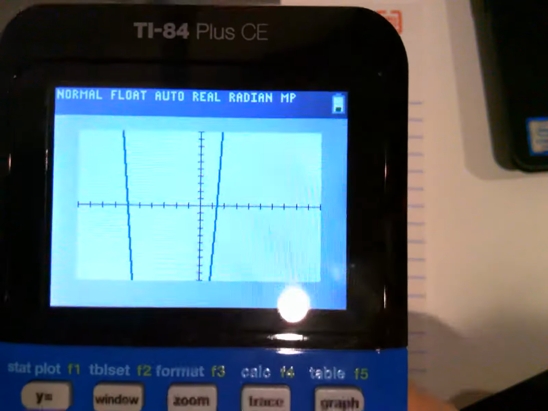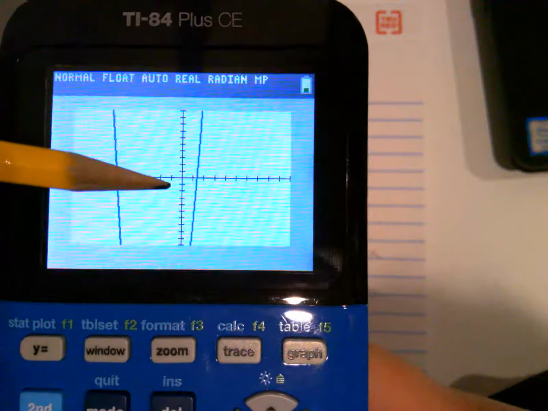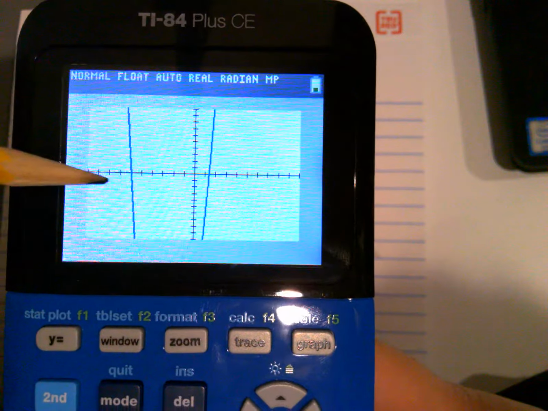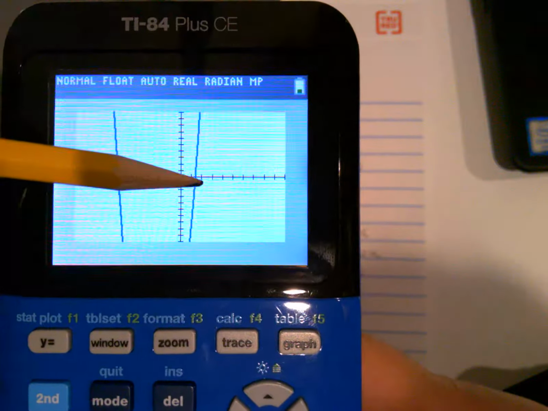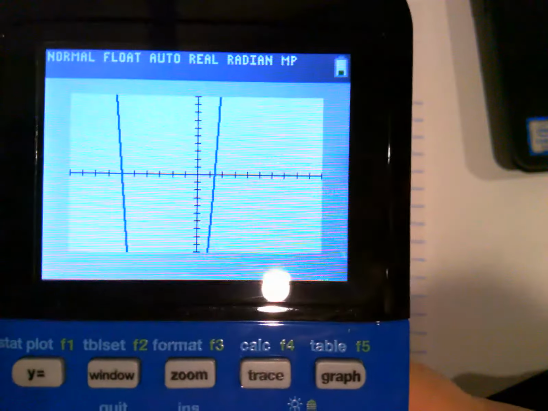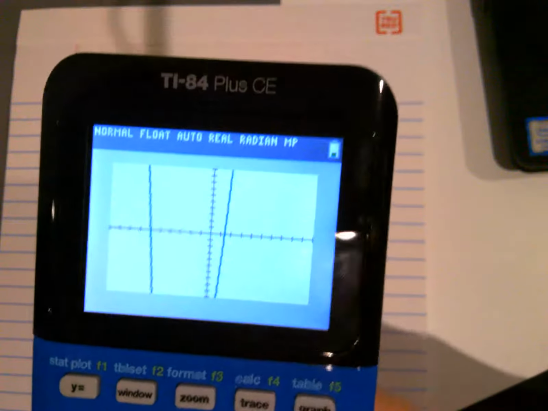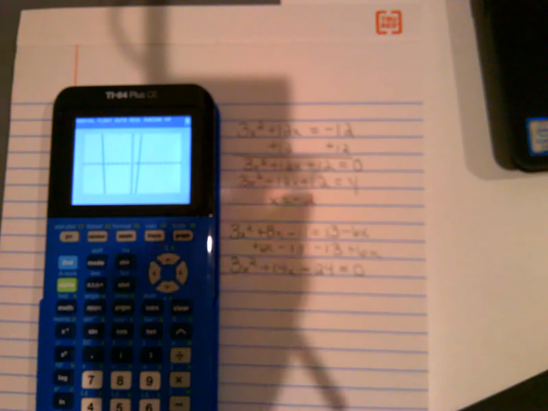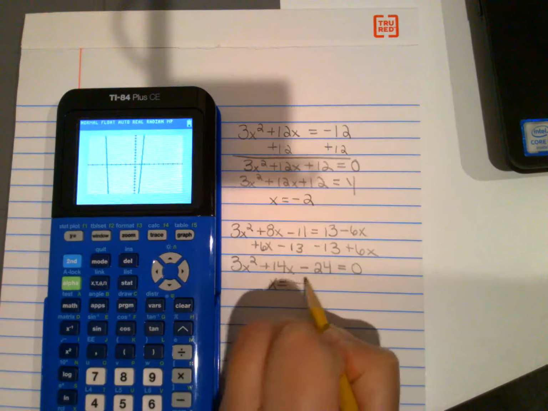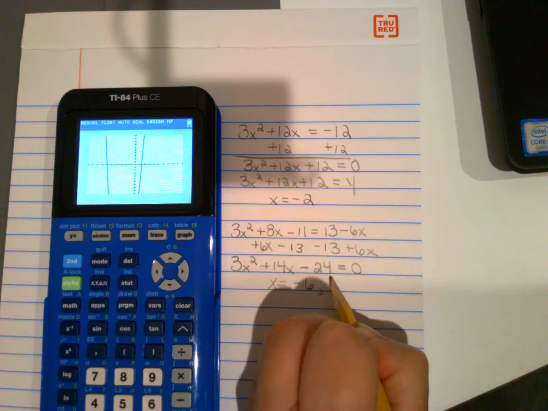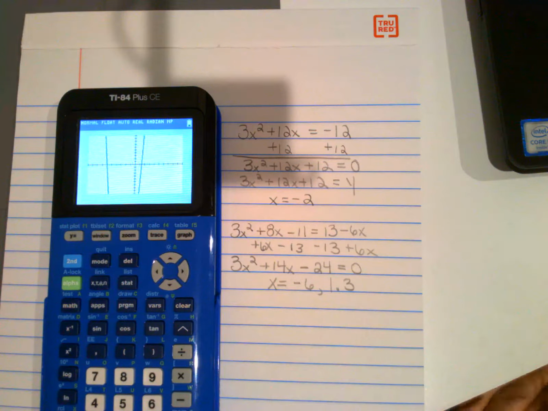If we look at this graph, I can tell that it crosses over the x-axis at -1, -2, -3, -4, -5, -6, and then a little bit after 1. So it's between 1 and 2, not quite 1.5, I don't think. So I'm going to estimate 1.3. And again, when we write our answers here, it is just an estimate. It's not always exact. So I'm going to say x equals -6 and 1.3. And again, that's an estimate. It's not an exact answer.